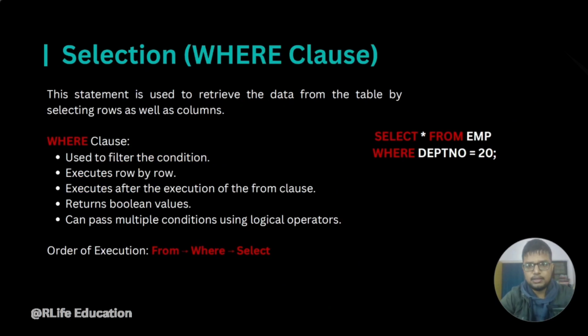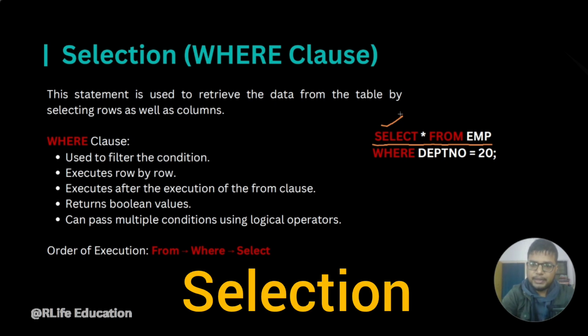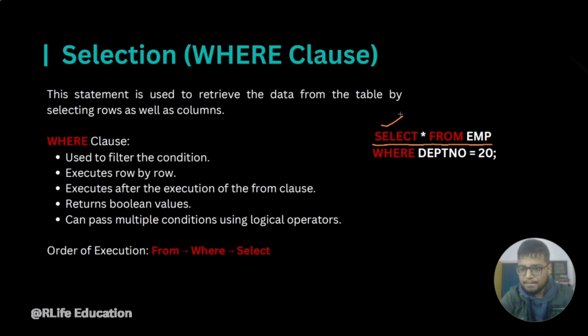Now selection. We know this: select asterisk from employee. Select is the select statement, the star is nothing but projection, and from employee means we are going to retrieve the data from a specific table. But in this case, we have to pass some specific condition. The select clause selects rows as well as columns, which means it filters the projection statement. In projection, we get the data based on the particular column we provide.